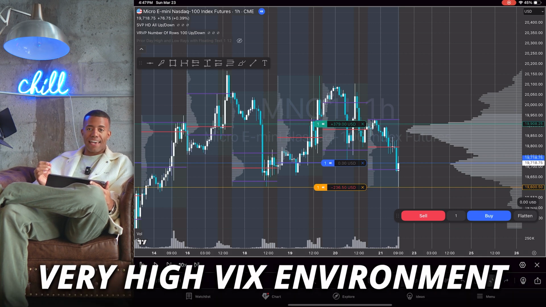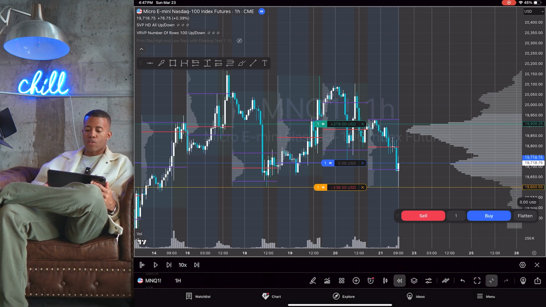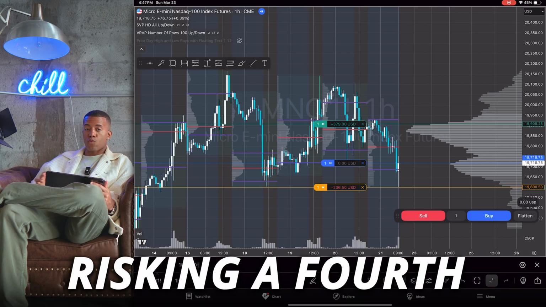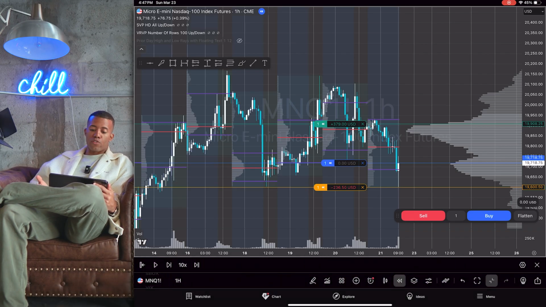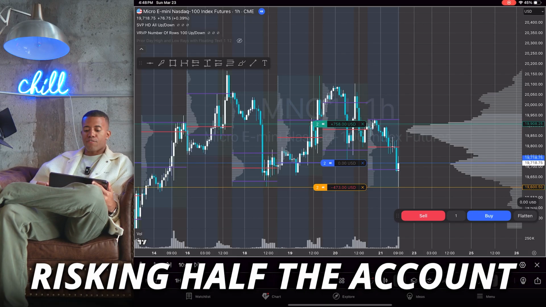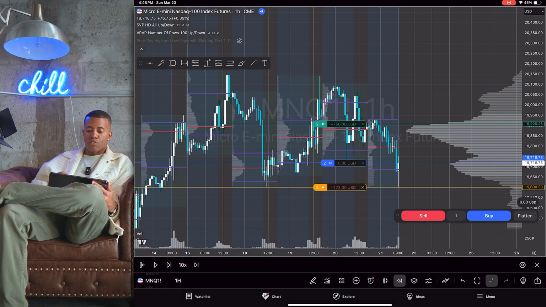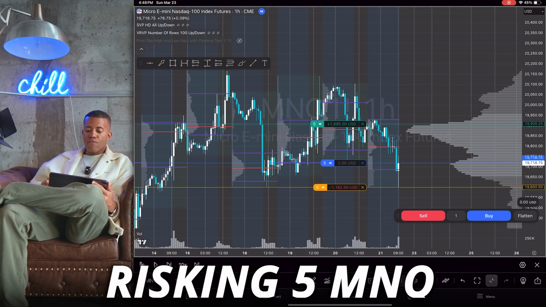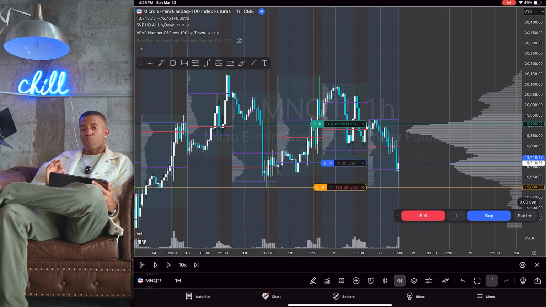We're in a very high VIX environment, which makes this possible. Now, there's an argument to be made here that this is a lot of risk, technically risking a fourth of your account, but this is the lowest leverage that you can trade, is trading MNQ anyways, which should lead you to the very obvious next point. Now, if you're somebody who's trading 2 MNQ in this environment, now you're risking half of your account, low leverage, but you're almost doubling it. And if you go to 3, okay, 4 and 5. If you're risking 5 MNQ on this account, you will blow it up.